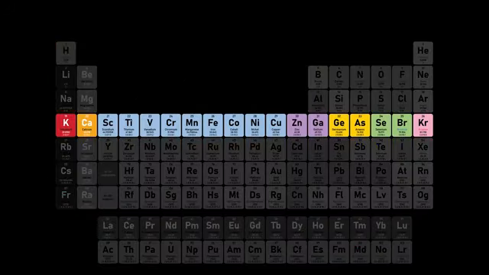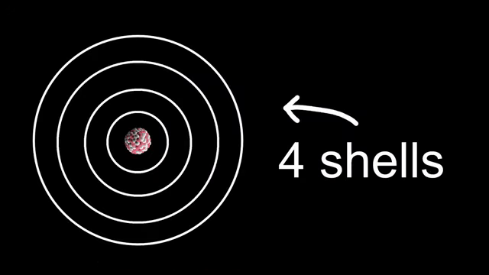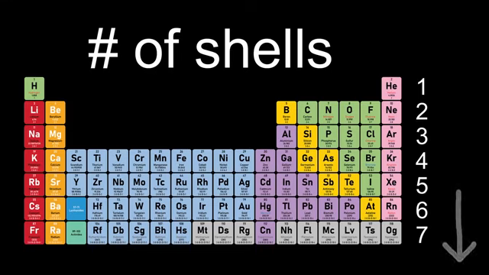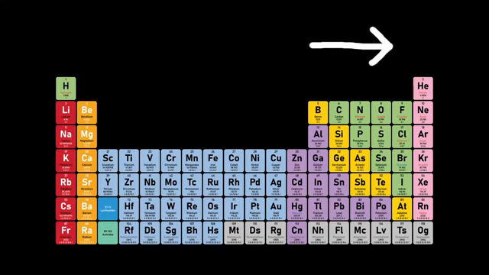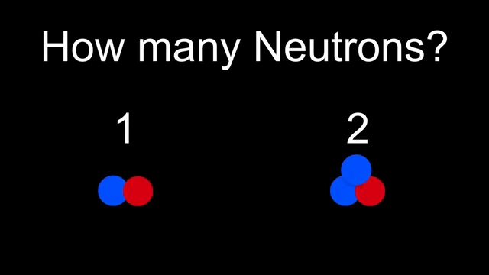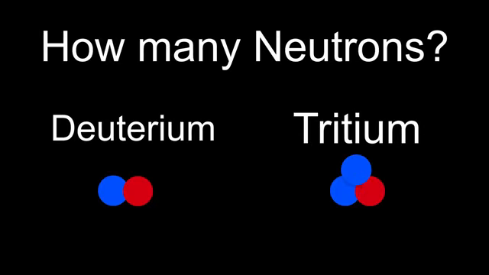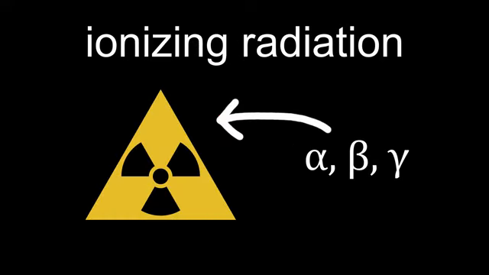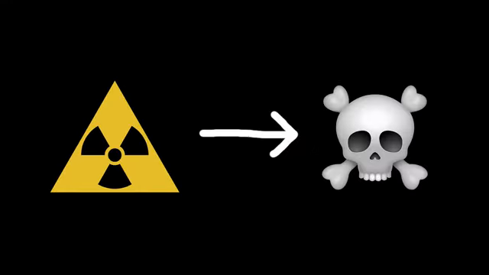All elements in the same row or period have the same number of shells. This number increases from top to bottom. Also, the mass gets bigger from left to right as each element gains a proton, an electron, and some neutrons. Depending on the number of neutrons in the core, you get different isotopes of the same element, most of which are pretty unstable and fall apart, releasing ionizing radiation. Fun fact, that stuff will kill you.